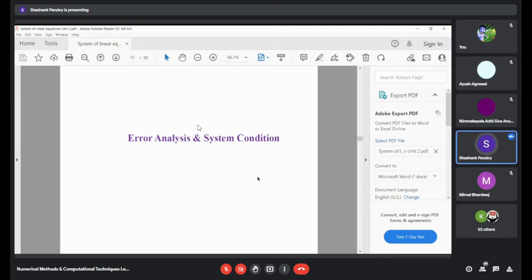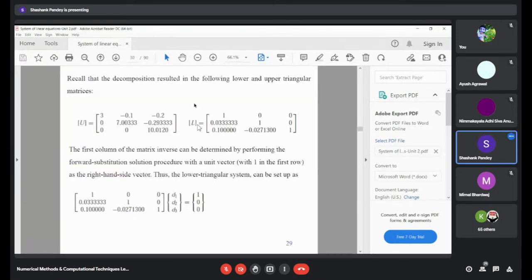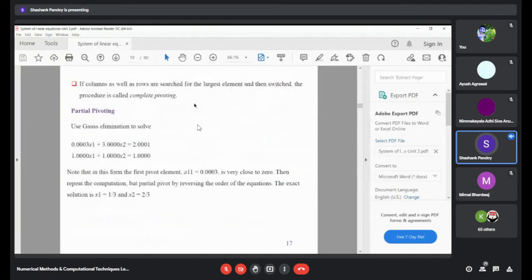So, error analysis and system condition. There are methods that can indicate ill conditioning. We have already seen what an ill-conditioned system is: two equations, two unknowns. We have seen this type of equation. Here we have made a change in the value of this first coefficient. There were two solutions: x1 is equal to 1/3 and x2 is equal to 2/3.